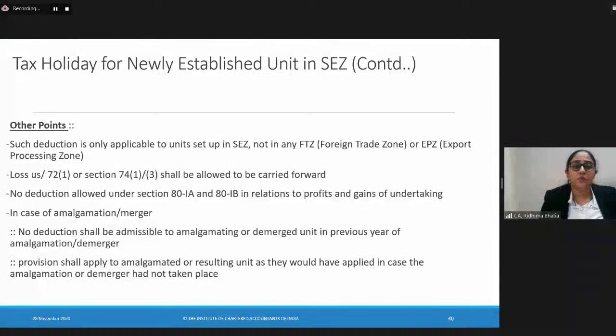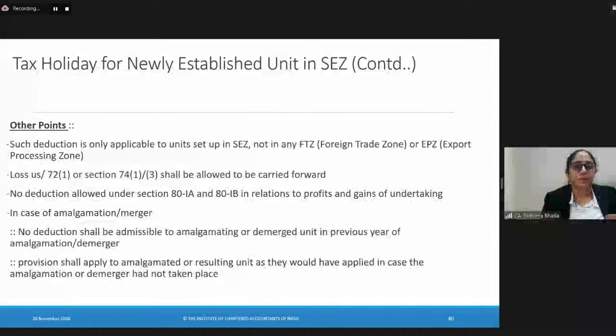Okay. Obviously, it may not happen that you have only profits, you may have losses. That losses can be carried forward and set off. Capital loss, business loss, all of them. If you are claiming deduction under section 10AA, you cannot claim the deduction under section 35AD or under your 80IA or 80IBs. Okay?